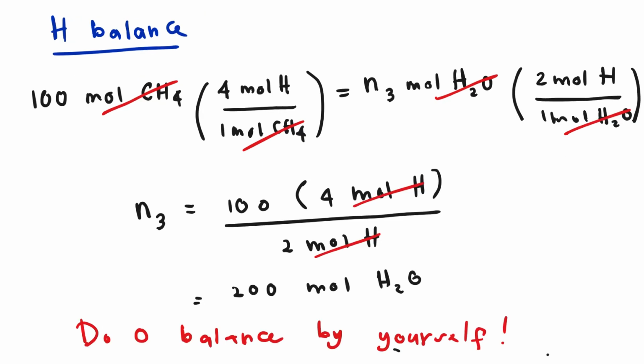Now let's solve for H balance. We do have H atom in the methane and in the water molecule. So we equate the inlet and outlet, 100 mole of methane. In 1 mole of methane, there are 4 mole of hydrogen atom. In 1 mole of water, there are 2 mole of hydrogen atom. Then we solve for the N3, and we end up with N3 is 200 mole of water. You can do the oxygen balance by yourself.